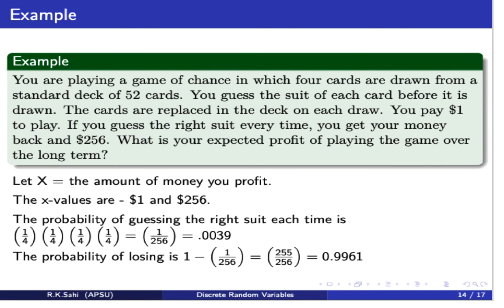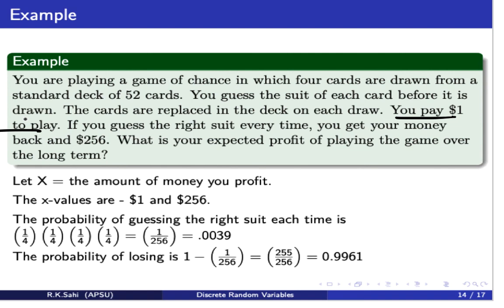Here's the question. It says, you are playing a game of chance in which 4 cards are drawn from a standard deck of 52 cards. You guess the suit of each card before it is drawn. Now, once you take the cards, you replace them every time on each draw. Now, you pay $1 to play. That means you give the money, it is going out of your pocket. Now, if you guess the right suit every time, you get your money back, and not only that, you make $256. Wow! Now, we would like to know what is the expected profit of playing the game over a long term.